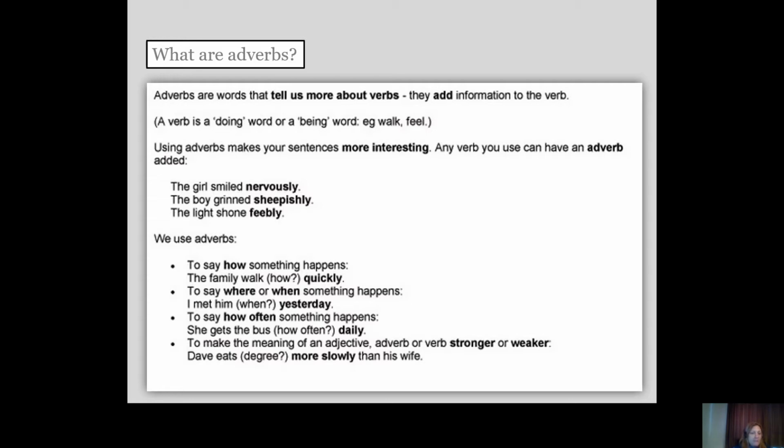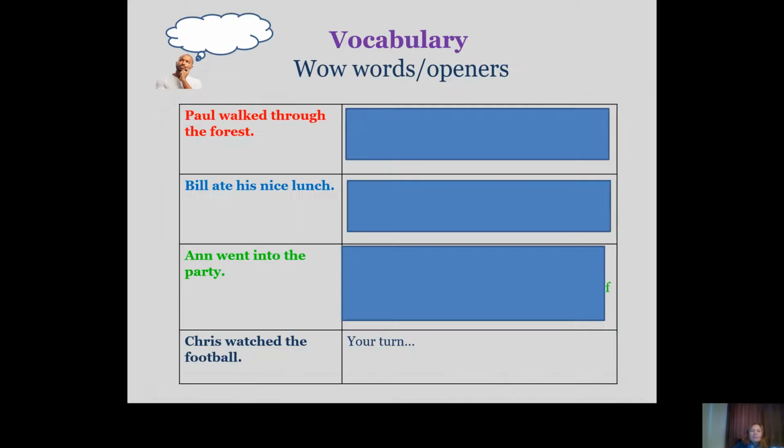How often something happens: daily, weekly, monthly, hourly, and to make the meaning of an adjective, adverb or verb stronger or weaker. Okay, Dave eats more slowly than his wife. Sarah walks more quickly than Fred. So it gives a comparison as well. They're really quite useful and we use them more than we realise. Good to know what they are though.